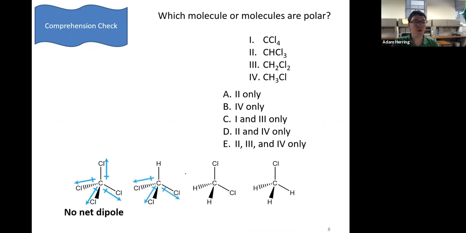However, for the second molecule, we only have 3 polar bonds. Now, you might be wondering, how do you know? There is a difference in electronegativity. It's not equal to 0, but carbon-hydrogen bonds are never polar. And this is something that you need to know.